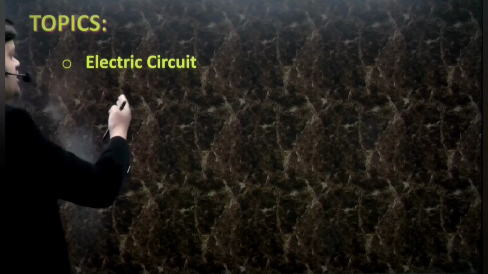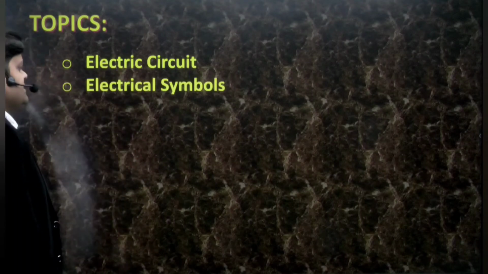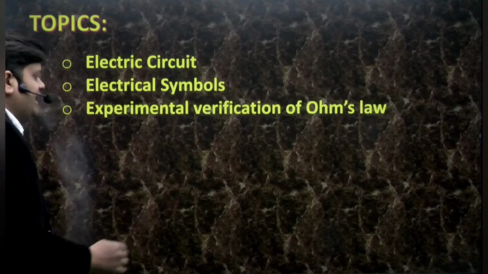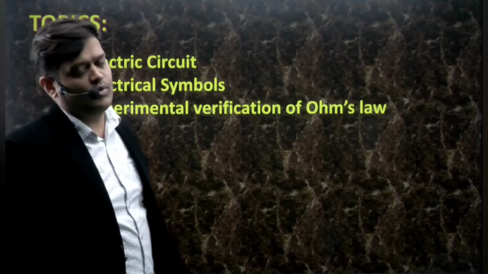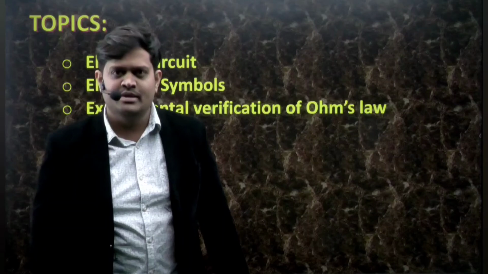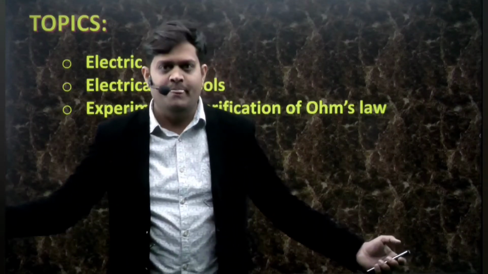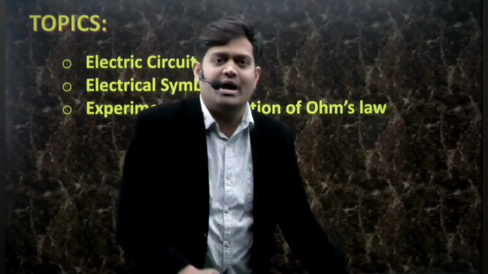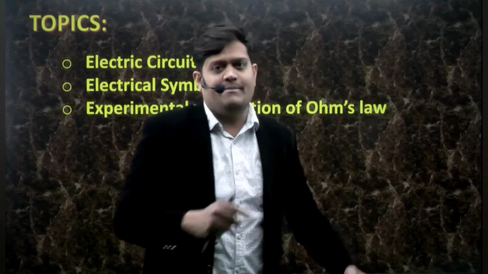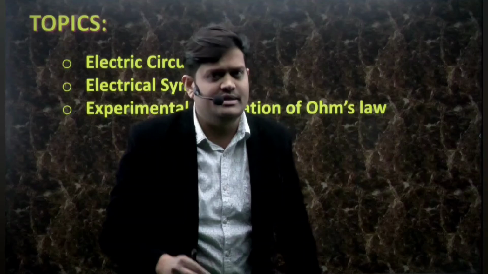The topics are, first one is electric circuit, right? What is the electric circuit? Second thing is the electrical symbols which are used in this chapter, and the last one is experimental verification of Ohm's law, right? As we know that the Ohm's law is V equals to IR, and here we take the experimental verification. How we can say that the V equals to IR? It means the V upon I equals to constant R, right? So all things are completed in this lecture.